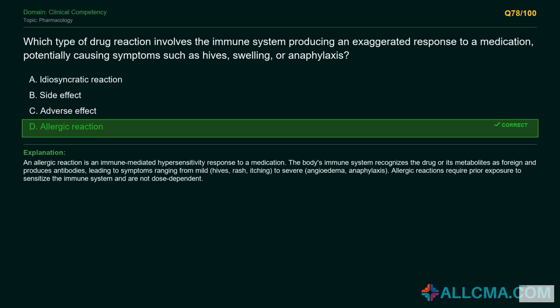The correct answer is D. An allergic reaction is an immune-mediated hypersensitivity response to a medication. The body's immune system recognizes the drug or its metabolites as foreign and produces antibodies, leading to symptoms ranging from mild, hives, rash, itching, to severe, angioedema, anaphylaxis. Allergic reactions require prior exposure to sensitize the immune system and are not dose-dependent.